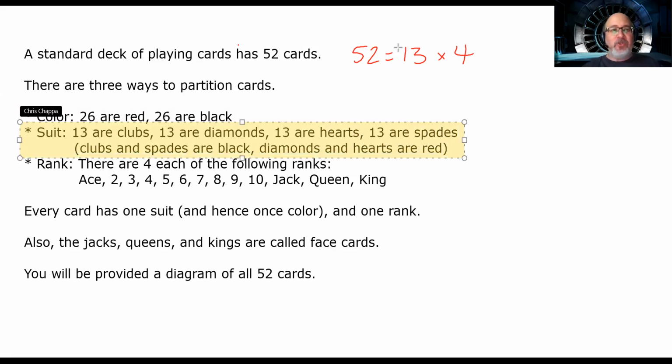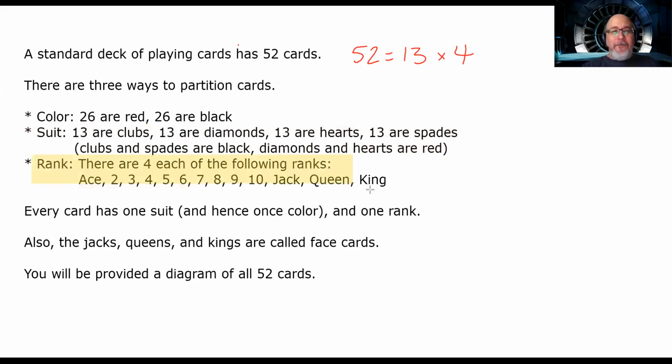There are 4 suits: clubs, diamonds, hearts, and spades. There are 13 clubs, 13 diamonds, 13 hearts, 13 spades. And by the way, clubs and spades are black, diamonds and hearts are red. I want to clarify that because there are some decks of cards where diamonds are blue and clubs are green, just so that each suit has a different color. We will never assume that. We will always assume clubs and spades are black and diamonds and hearts are red.